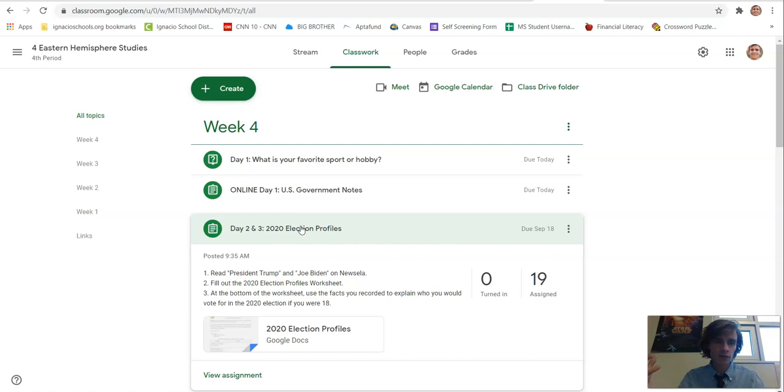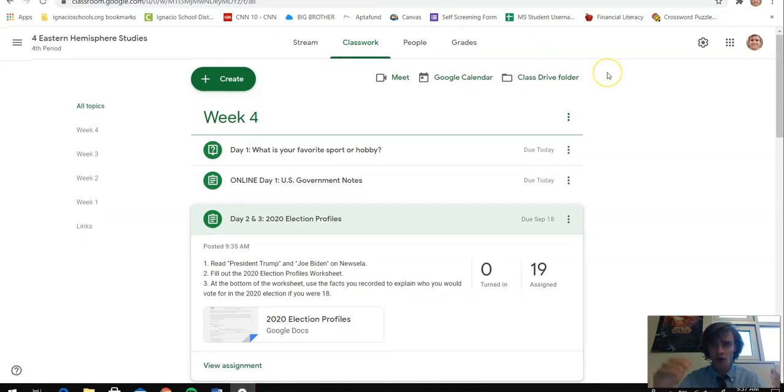So I have given you 2 readings on Newsela. One is a profile of President Trump, and one is a profile of former Vice President Joe Biden. You will need to read both of these profiles on Newsela, okay? They just stick to the facts. It gives you a little bit of a history of each man and what they've done in politics, and then it gives you what they would do if they were elected as the next president, so it'll give you kind of their vision for the future.